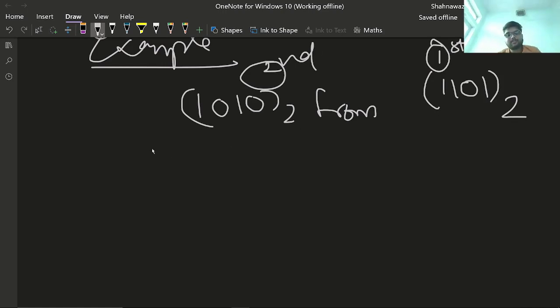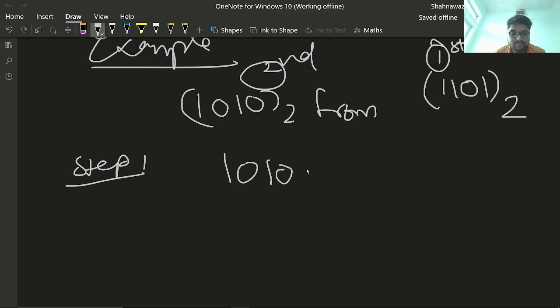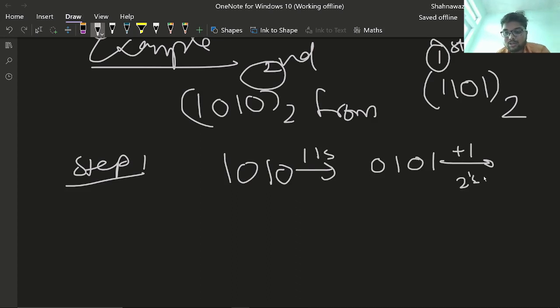What is step 1? Step 1 says find the 2's complement of the second number. For finding the 2's complement, first we find the 1's complement. What we will get is 0 1 0 1. Then add 1 to it, and that forms the 2's complement. So 1 plus 1, you will get 0 and carry over 1, and then 1 and 1 will give 0.